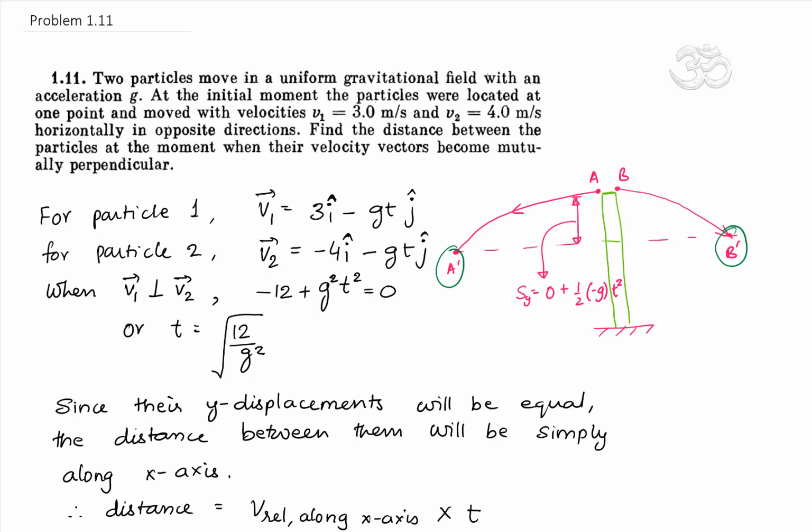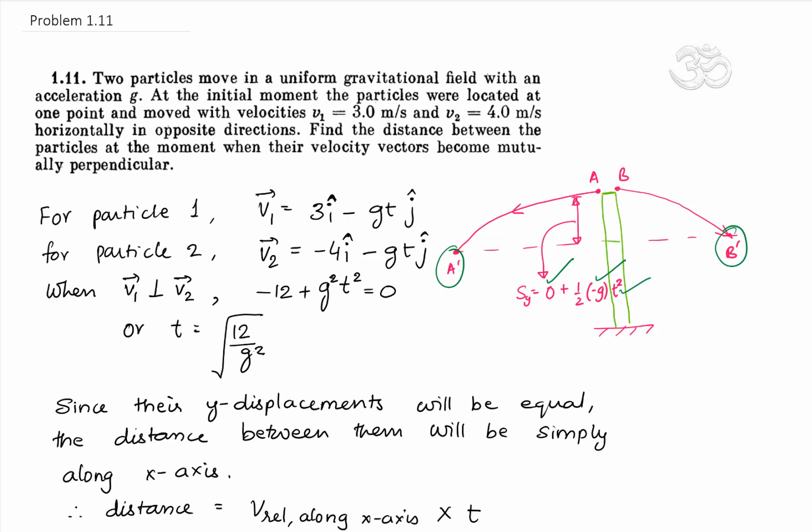But the vertical displacement for both of these will be equal, starting from t equal to 0 up to a certain time t, because both had 0 initial velocity and both had the same vertically downwards acceleration and both moved for the same amount of time. So the distance between A dash and B dash will be simply the difference between their x coordinates. So we don't even have to worry about y coordinates.